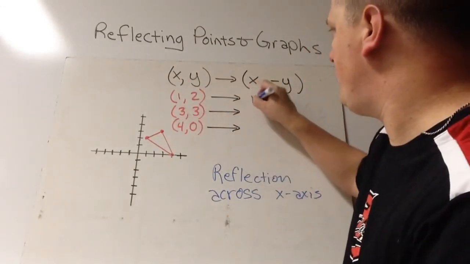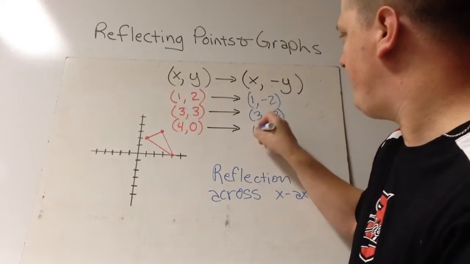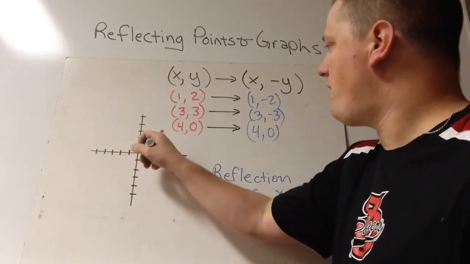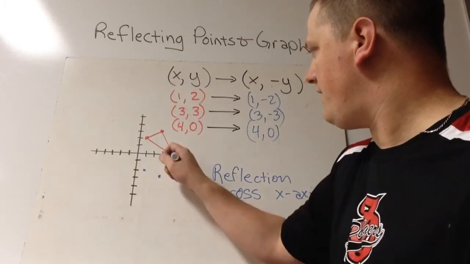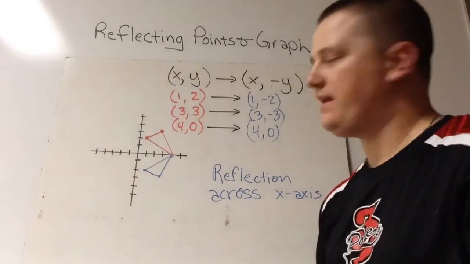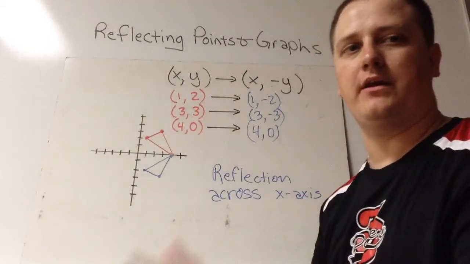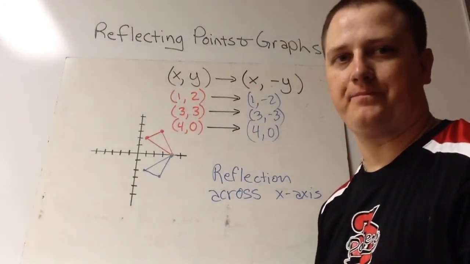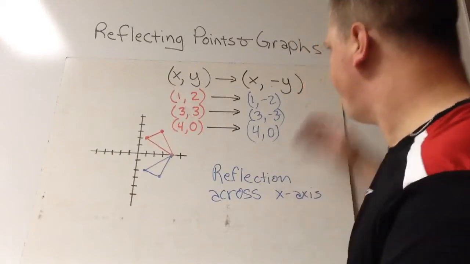So this is going to be 1, negative 2, 3, negative 3, and 4, negative 0 is just 0, so we're going to leave it that way. So 1, negative 2, 3, negative 3, and 4, 0. Notice again, this has just been reflected across the x-axis. Basically, we're saying we want it on the other side of the x-axis, and that's why we change the y value to a negative here. Now we can do more than this. All we're focused on right now is the reflection, the reflecting.